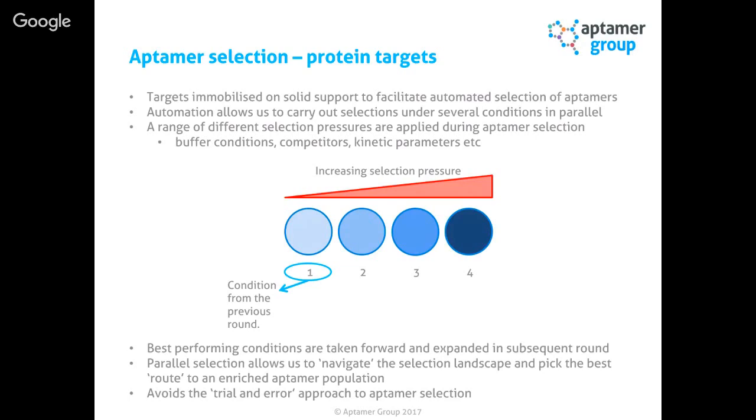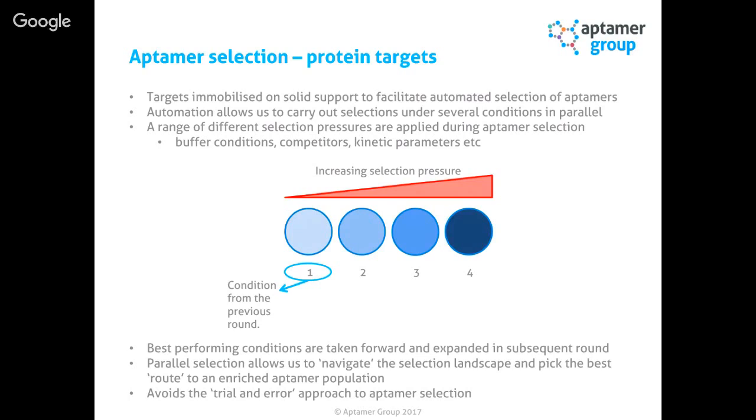If you imagine we've done a round of selection, we're going into our next round of selection, and we want to increase the selection pressure. So make it more difficult for the aptamers to bind to the target, so only the highest affinity sequences are recovered. But we don't really know how far we can push this without washing all the aptamers away. So we do the selection in parallel 4 different ways. We can do that because we use high throughput robotic systems for almost all of our aptamer selection processes. So we carry out each round of selection up to, in this example, 4 different ways. There are more that we can work with.